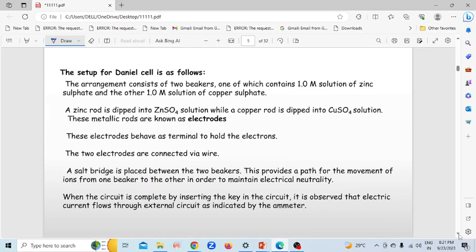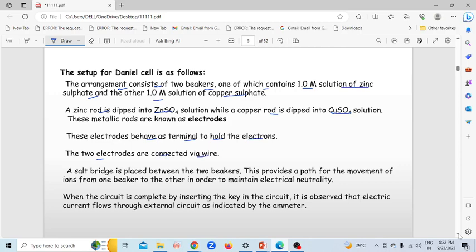So the setup of the Daniell cell: how is it set up, and what are the required specifications? The arrangement consists of two beakers, one which contains 1 molar zinc sulfate and another 1 molar copper sulfate. Then a zinc rod is dipped in zinc sulfate while a copper rod is dipped in copper sulfate. These electrodes behave as terminals. The two electrodes are connected via wires.